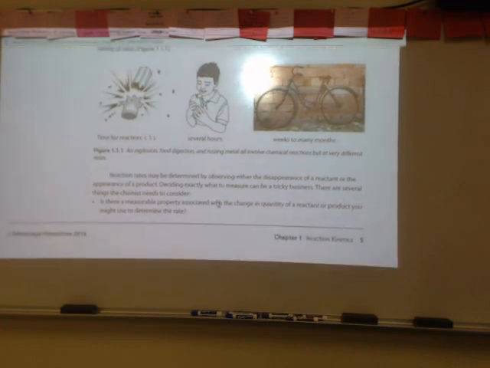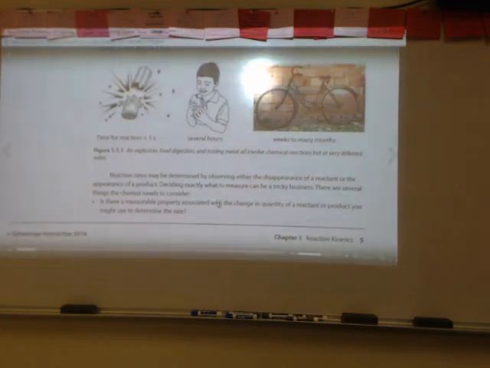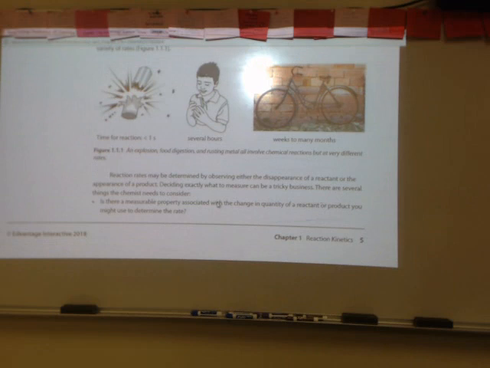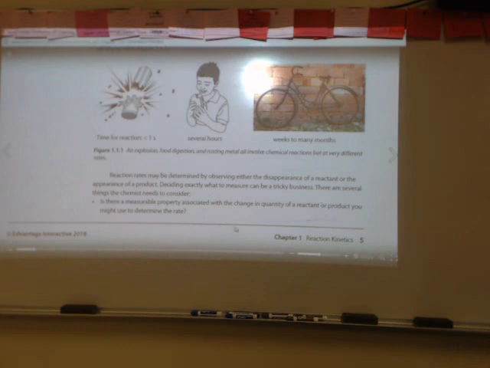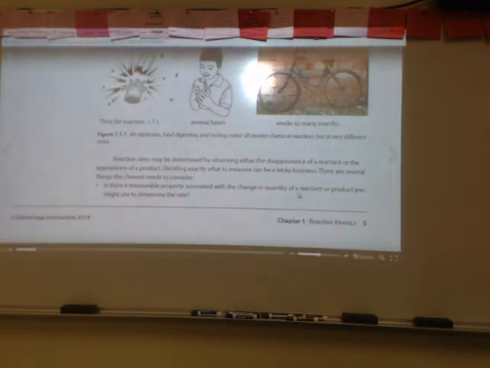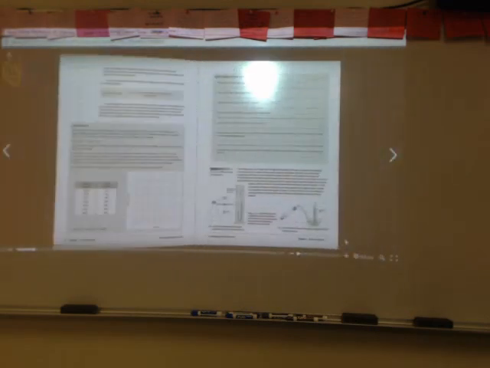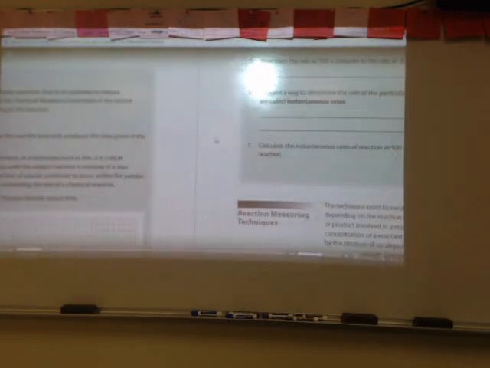So reaction rates are determined by you observing something like the disappearance of a reactant. Maybe you're losing a gaseous reactant or a solid reactant or a pH from an acidic reactant, or the appearance of a product. Maybe you're producing a gas. You're going to look at the volume of gas produced. Or maybe you're producing a base. You're going to look at the difference in pH. There has to be some sort of a measurable property associated with the change in the quantity of reactant or product that you can use to determine the reaction rate.